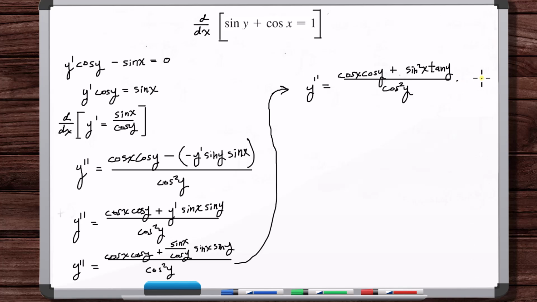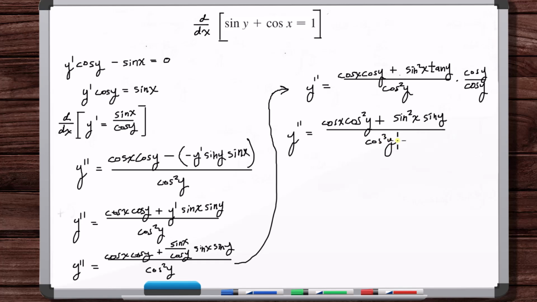They multiply by cosine of y over cosine of y and get, so cosine of x cosine squared of y plus sine squared of x. So tangent of y is sine of y over cosine of y. So, and then over cosine cubed of y. And this is the final answer the book gives. So I guess you could say this is a cleaner form, more simplified form, maybe because there's more symmetry with the cosines and the sines.